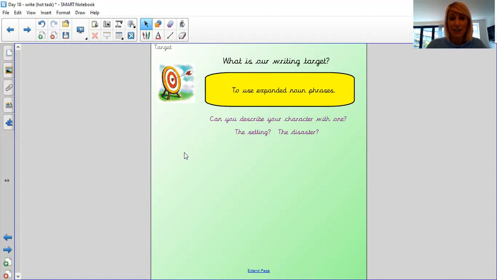So you might like to think now of some expanded noun phrases that you could use in your story today. Perhaps you might describe your character with one, or the setting, or the disaster. So again, if you want to add anything into your planning now, you can pause the video and do that. But do make sure you've got some expanded noun phrases in your writing today.